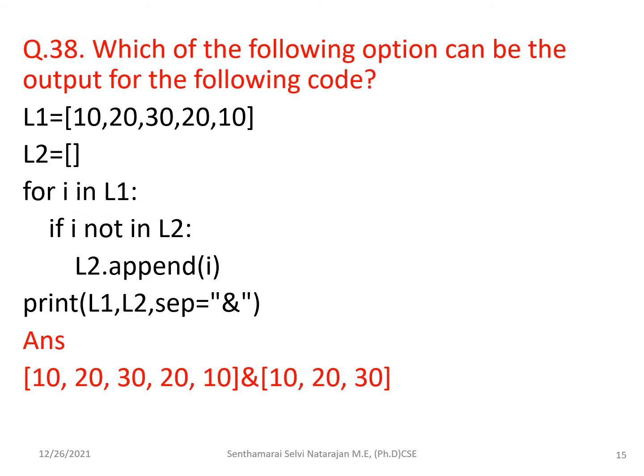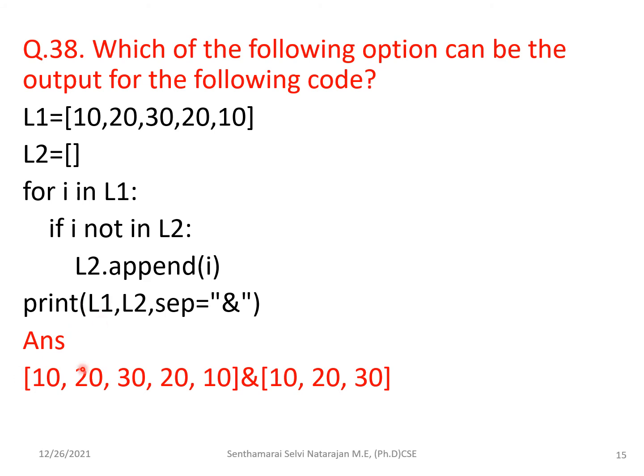Next question 38, they are asking for the output. You see here they have given the list L1, and L2 is an empty list. Again, for i in L1, if i not in L2, L2 dot append of i. So if the value is not present in L2, you have to append it. First the list is empty, so it will be appending 10, 20 and then 30. Then moving to 20 and 10, it will be checking if not in L2. Already three values are placed, 20 is there and 10 is there, so it will not place these two values. So L2 will have only 10, 20 and 30, and this is the answer.